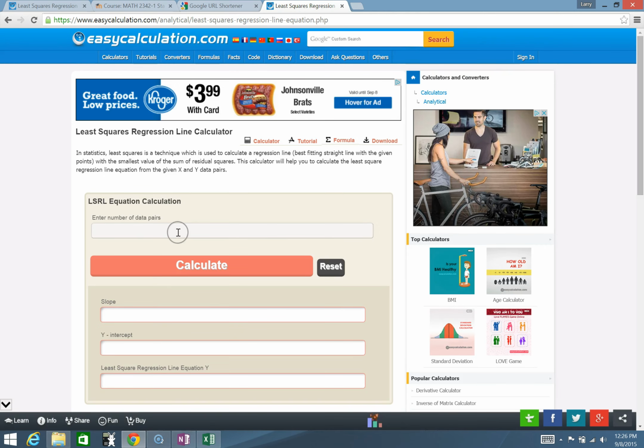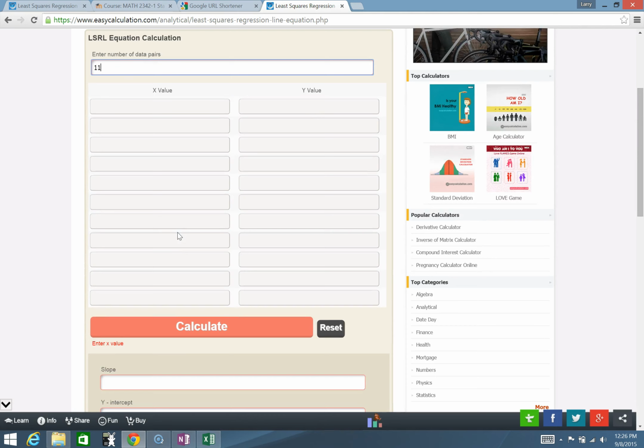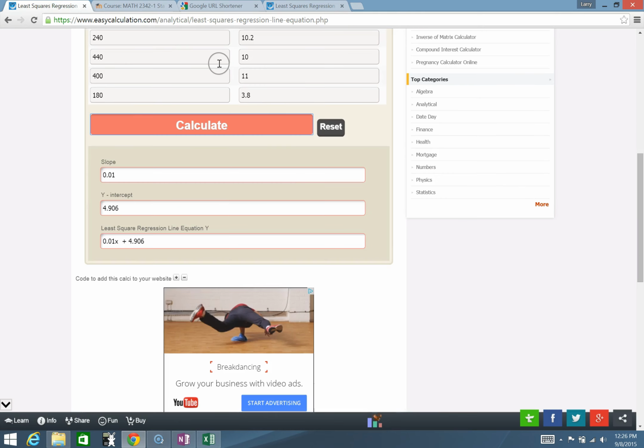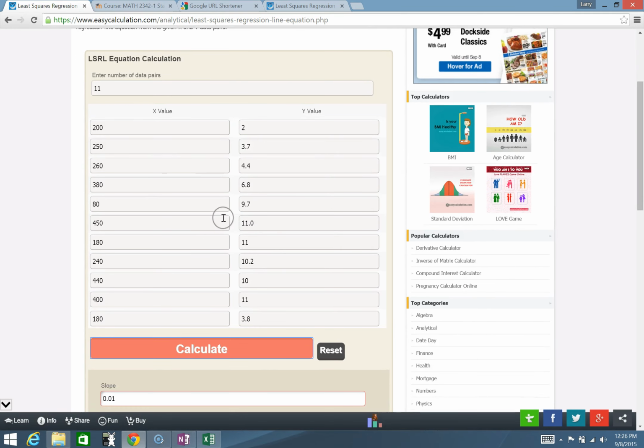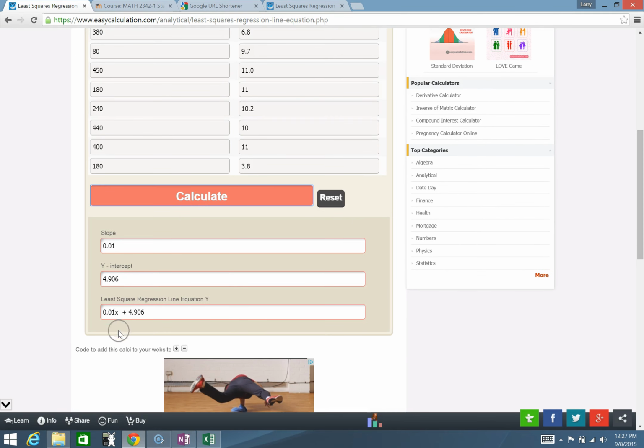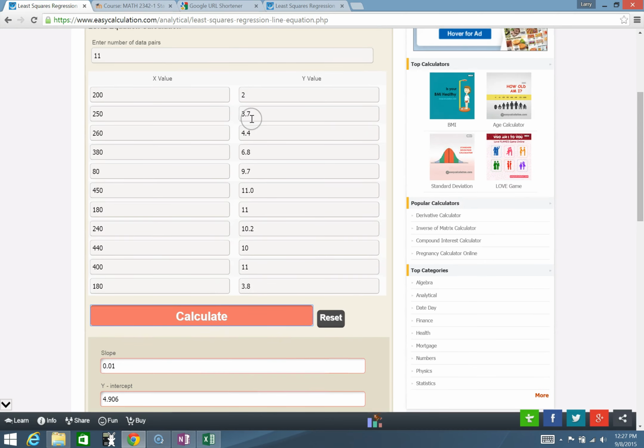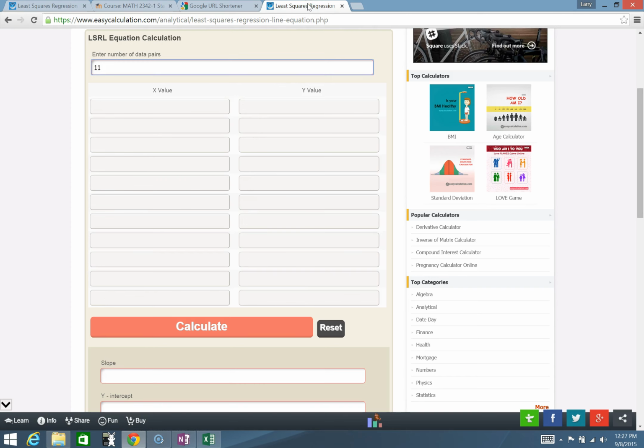You can click on this and tell it the number of data points that you want to enter. For our case, it's 11. Once you type 11, it has all this information in here. Simply put your values in, and I've already done this, so I can show you the output. Here are our 11 values. I hit calculate, and it returned the slope and the y-intercept, and you can see that's the same as we had before. 0.01 was our slope, and 4.906 is our y-intercept. That is how you can do this using a website.